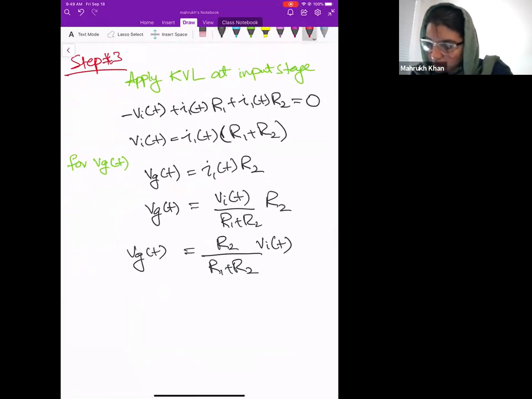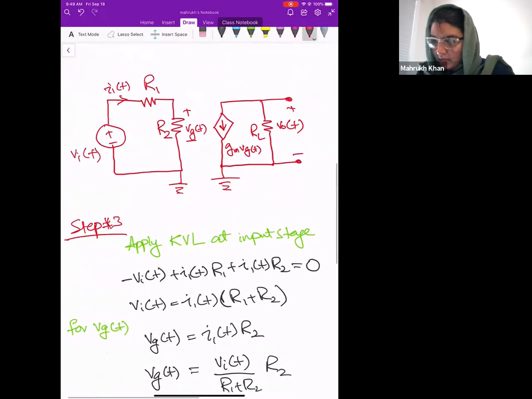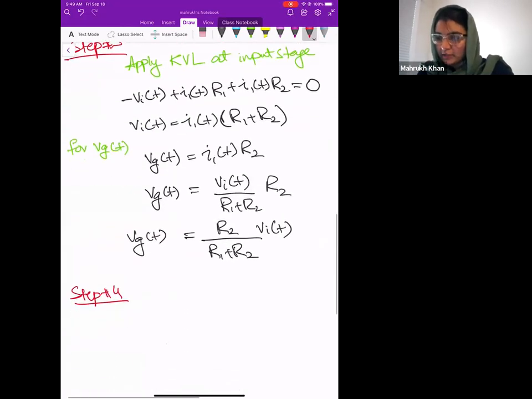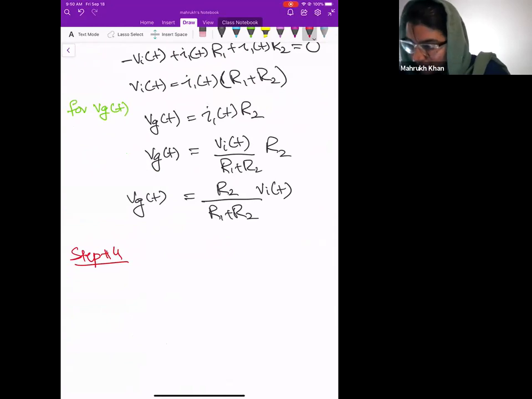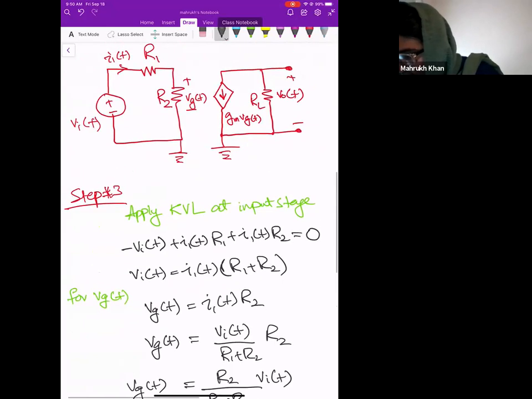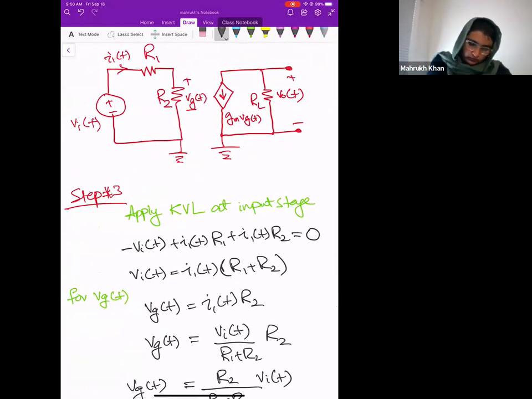Okay, so now step number 4 is we need to look at the output stage. The output stage is very simple. We just need to solve for V naught of t, but we don't know Vg of t because it is dependent on the input stage. But now we have figured out what it could be. So we just write the formula. What do you think V naught of t is? Looking at this, what should I write?